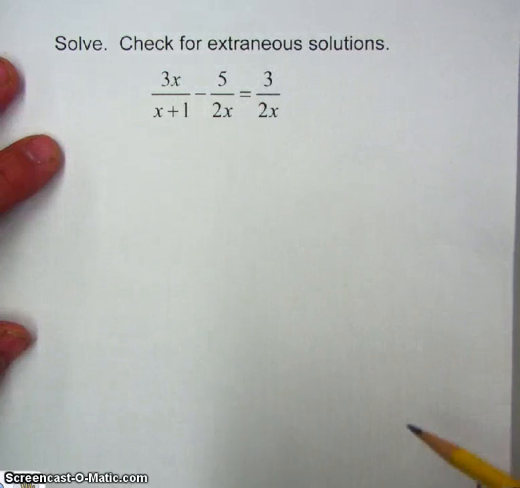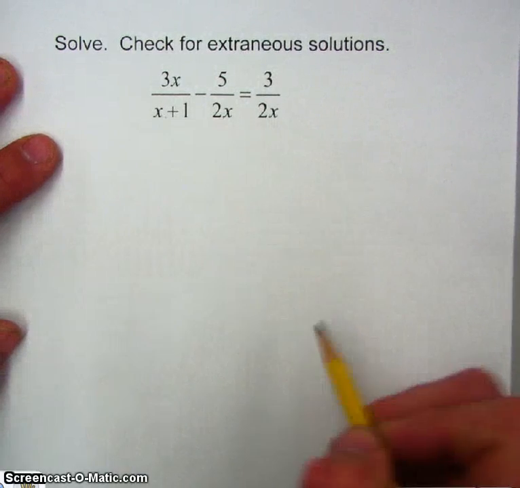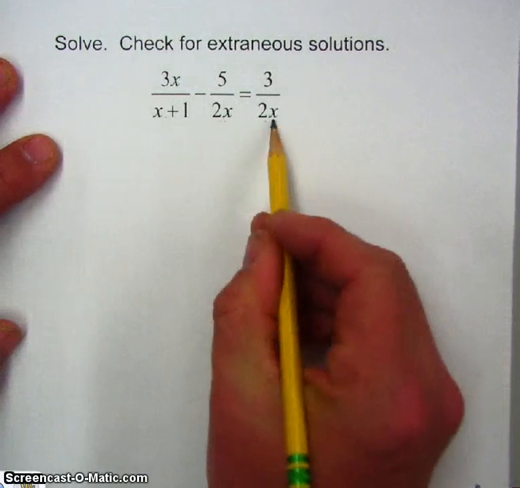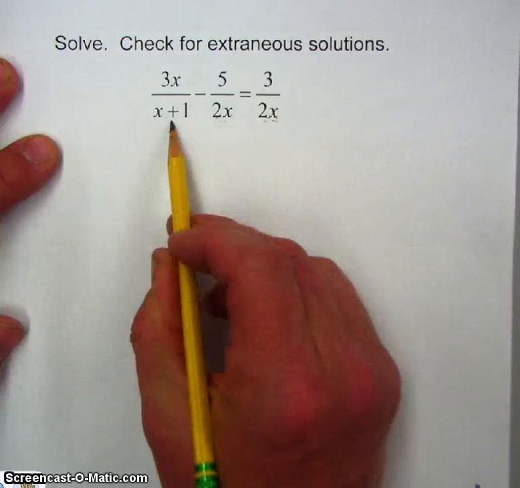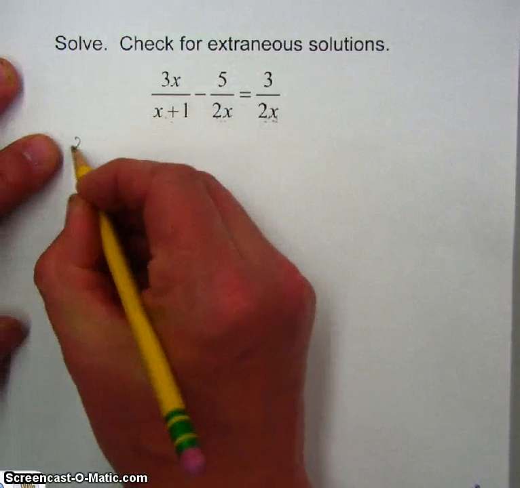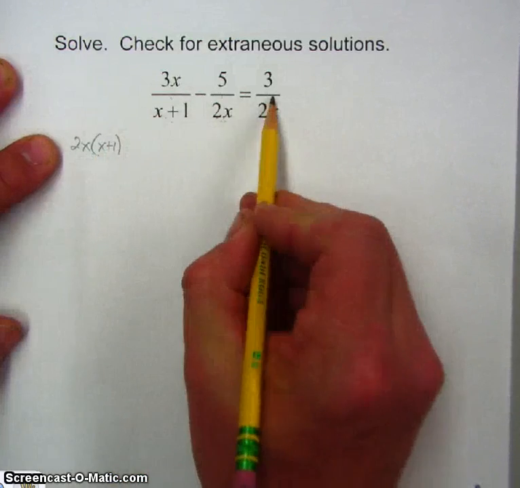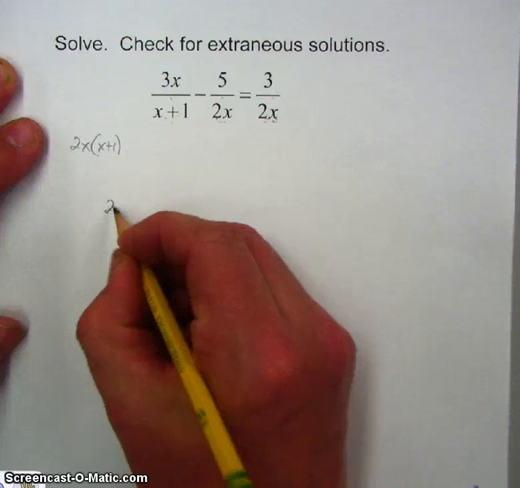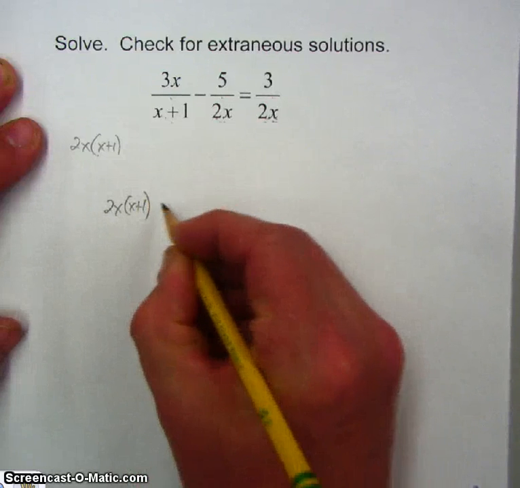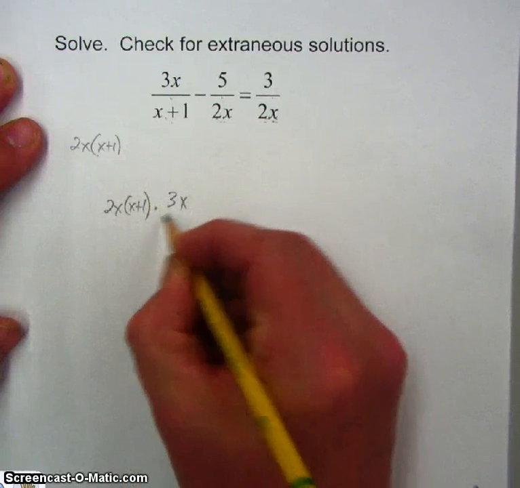All right, common denominator: 2x, 2x, x plus 1. Well, I don't need to write these twice because they're the same, and this is different. So my common denominator would be 2x and x plus 1. So I've got to take this and multiply by every single term. So 2x times x plus 1. We're going to multiply that by the first term.